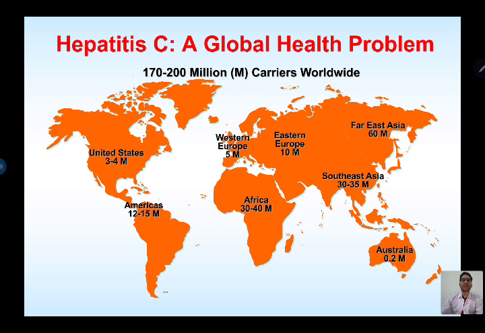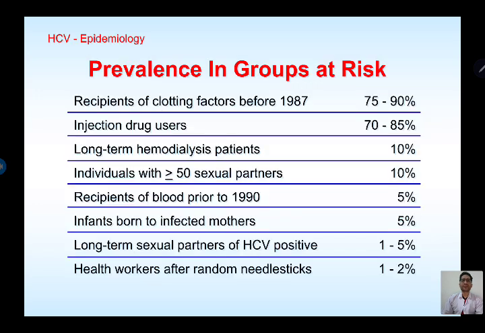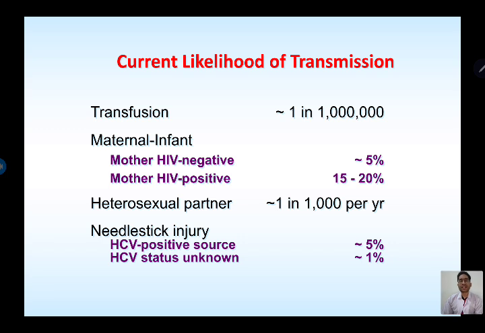Hepatitis C is a global health problem, with 170 to 200 million carriers worldwide. Prevalence is high in groups at risk: recipients of clotting factors, injection drug users, long-term hemodialysis patients, blood product recipients, infants born to infected mothers, long-term sexual partners, and so on.